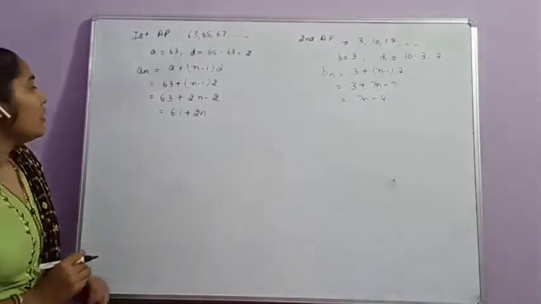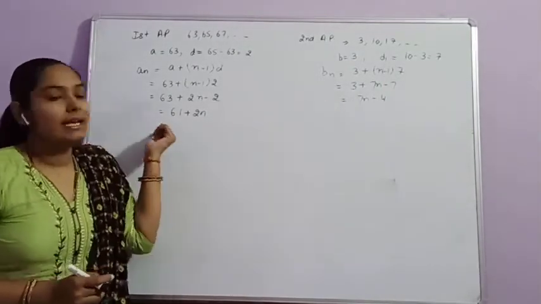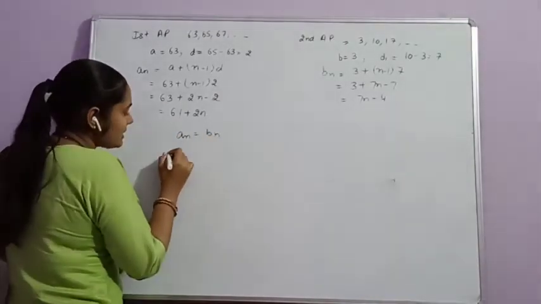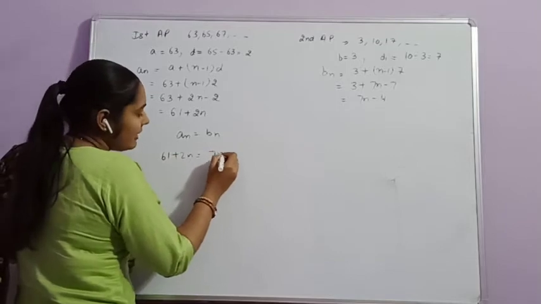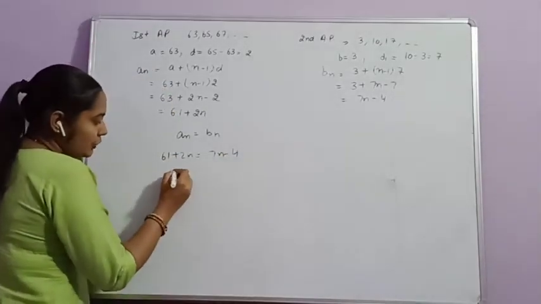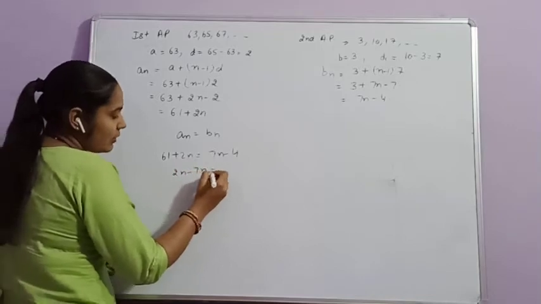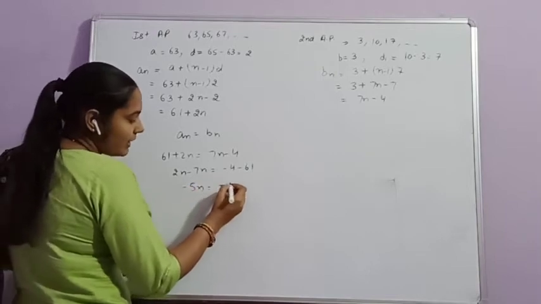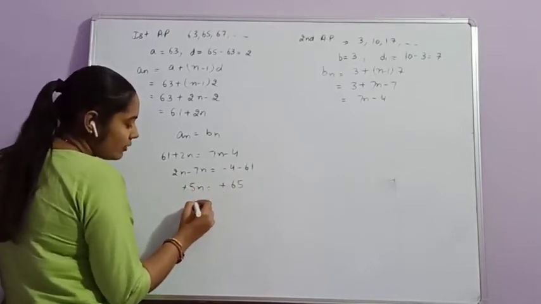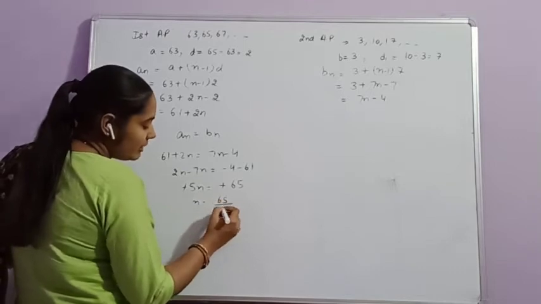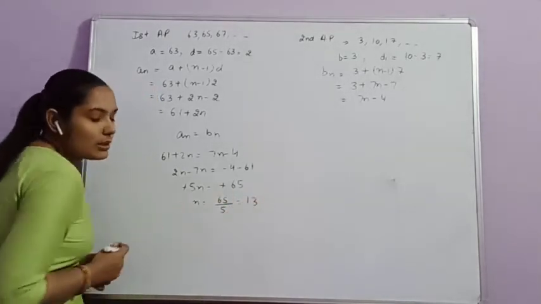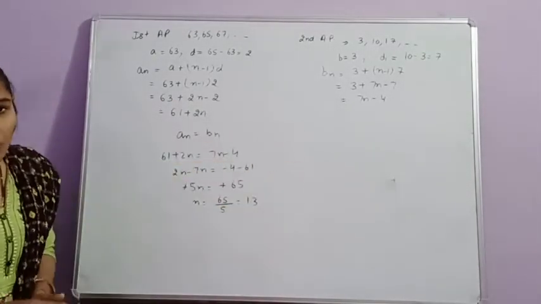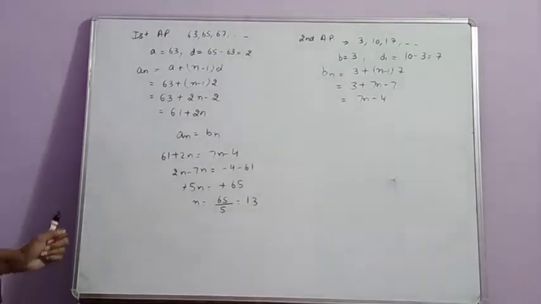Clear? It is given for which value of n both nth terms will be equal. So we put An is equal to Bn. 61 plus 2n is equal to 7n minus 4. 2n minus 7n is equal to minus 4 minus 61. Minus 5n is equal to minus 65. Minus is cancelled out. N is equal to 65 divided by 5, that is equal to 13. It means for n equal to 13, the 13th terms of both APs will have equal value. Clear?